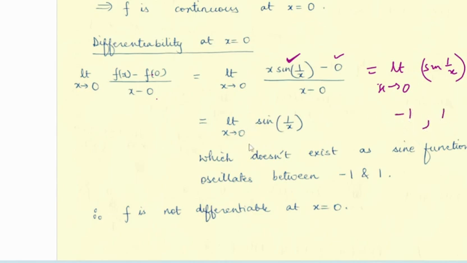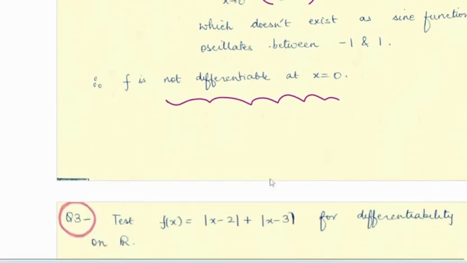So when x tends to 0, sine 1 by x does not have a limit because it keeps oscillating between minus 1 and 1, and hence this derivative is not existing. The limit f(x) minus f(0) upon x minus 0 is not existing as x tends to 0, and hence this tells us that the function is not differentiable at 0. So it's a continuous curve with some sharpness at 0.